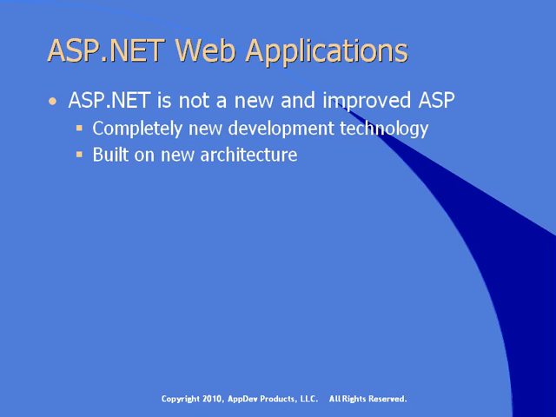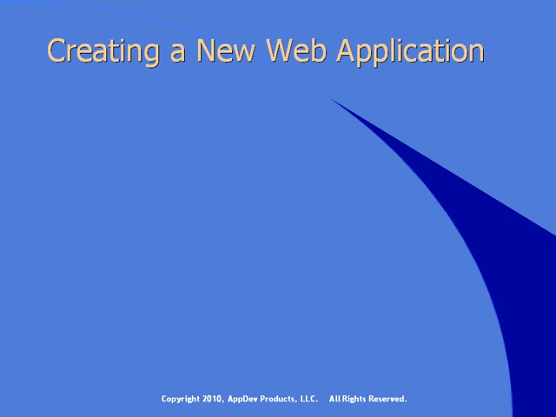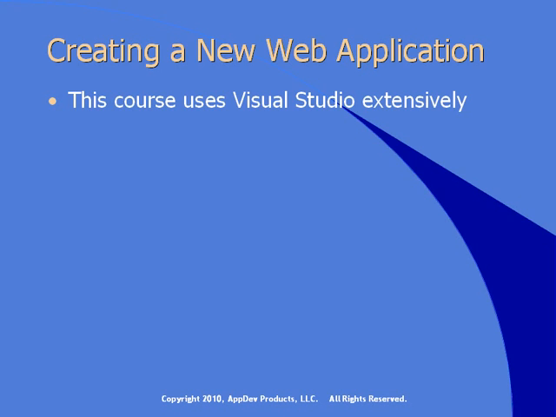And a good way to do that is to build a new ASP.NET web application within Visual Studio. So that's what we're going to do now. In this course, we use Visual Studio extensively. Every so often, we'll drop down into the raw text file to do something to demonstrate a particular technology, but for the most part, we're going to use Visual Studio.